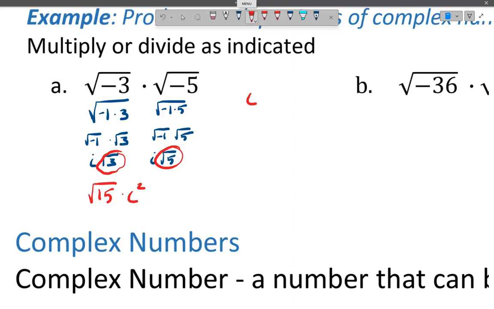Again, so i is defined as the square root of -1, right? We use our power rule. We square both sides. So i squared equals -1. So this is negative square root of 15. Negative square root of 15.